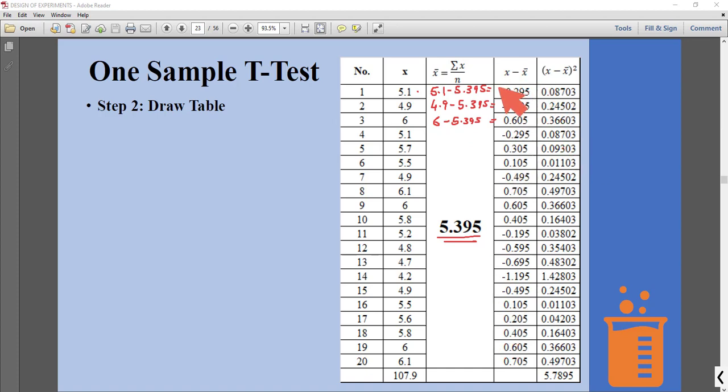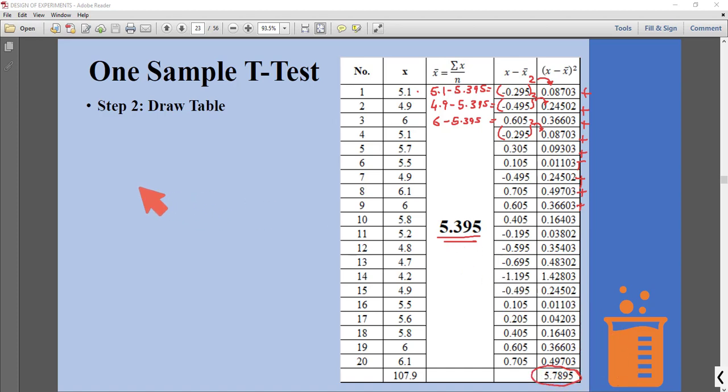What is the next step? We have to square these values. If we do square of this value, then we will get this. Okay, so this is how we will get all the values. Then we do summation of x minus x bar the whole square. We do addition of all these values, and the addition came out to be 5.7895.